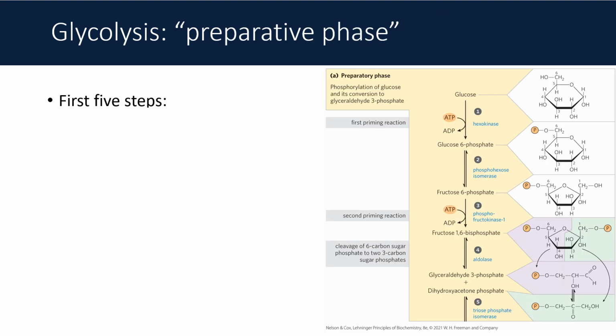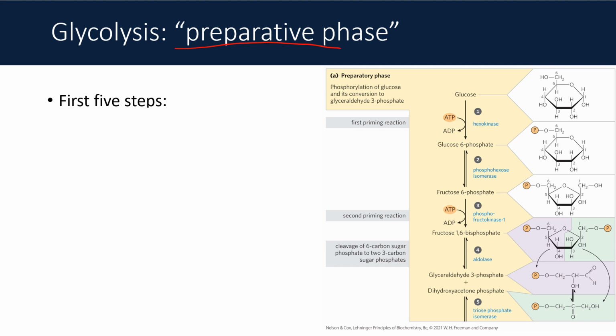Before we get to any mechanisms, I want to skim over glycolysis's 10 steps. Then we will dive into each enzyme in greater detail. Personally, I like to think of glycolysis as having two phases. The first 5 reactions I like to call the investment or the preparative phase.